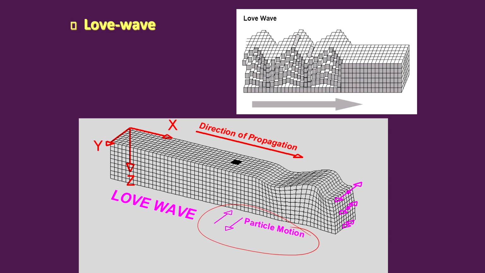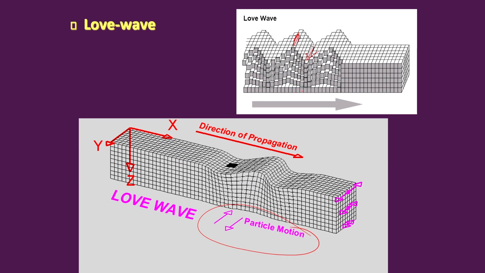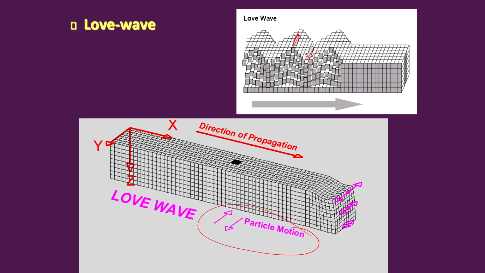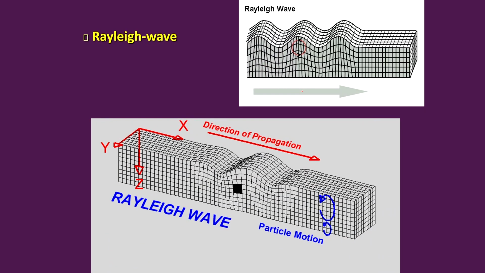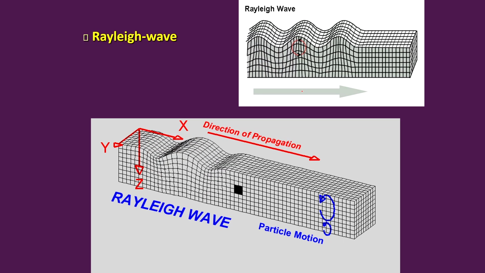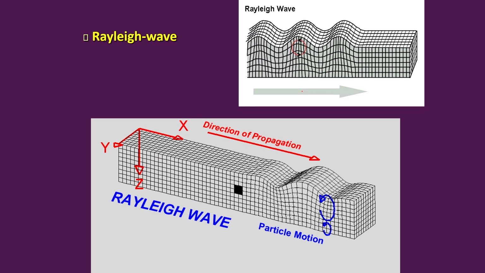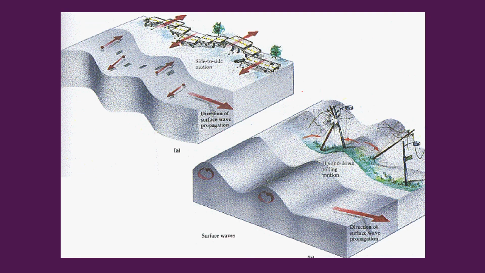So with this one, what you see is that it moves the ground horizontally in this direction, and the direction of propagation is perpendicular to that. Okay, and the Rayleigh wave will move the ground up and down, but in an elliptical fashion. Okay, so now you can think that all sorts of motions are going to be experienced during a major earthquake. Okay. So this is what you will see in terms of the surface waves.